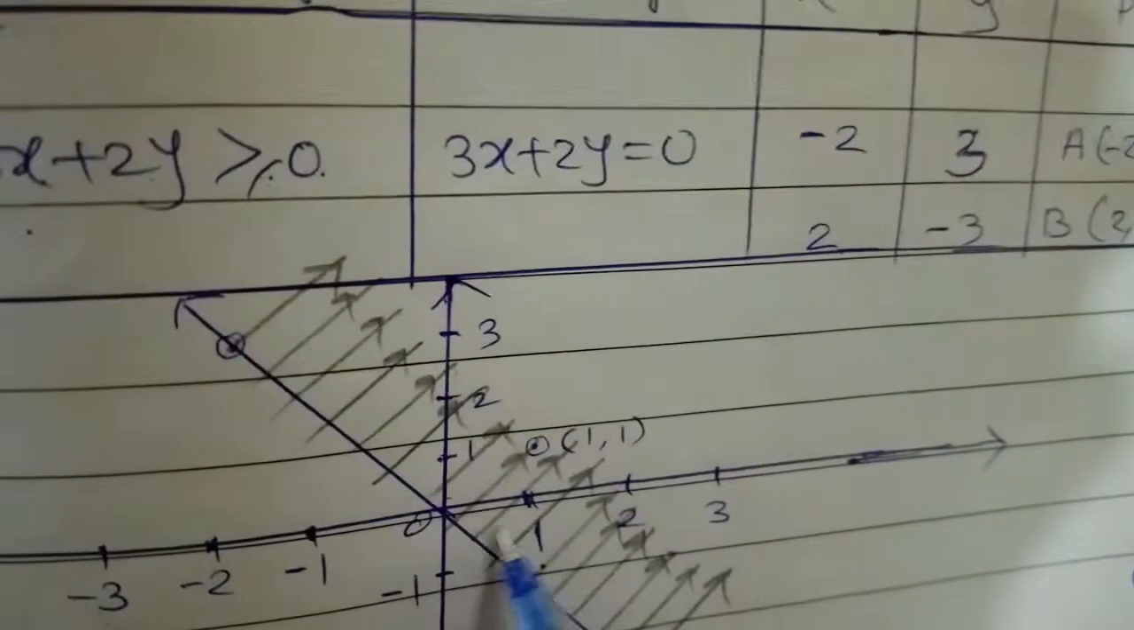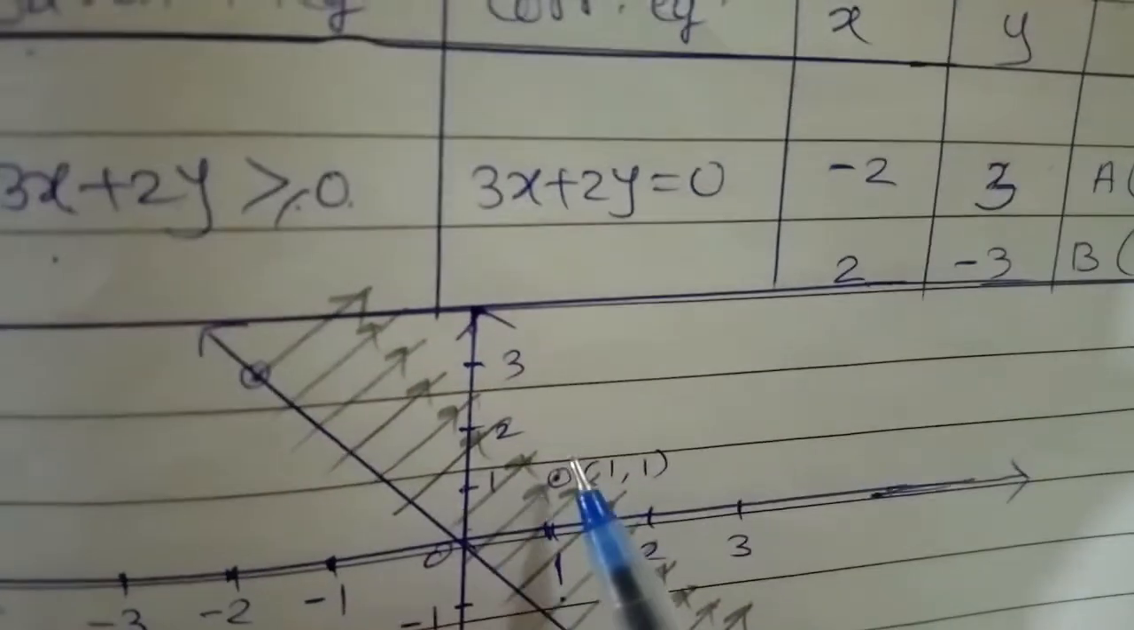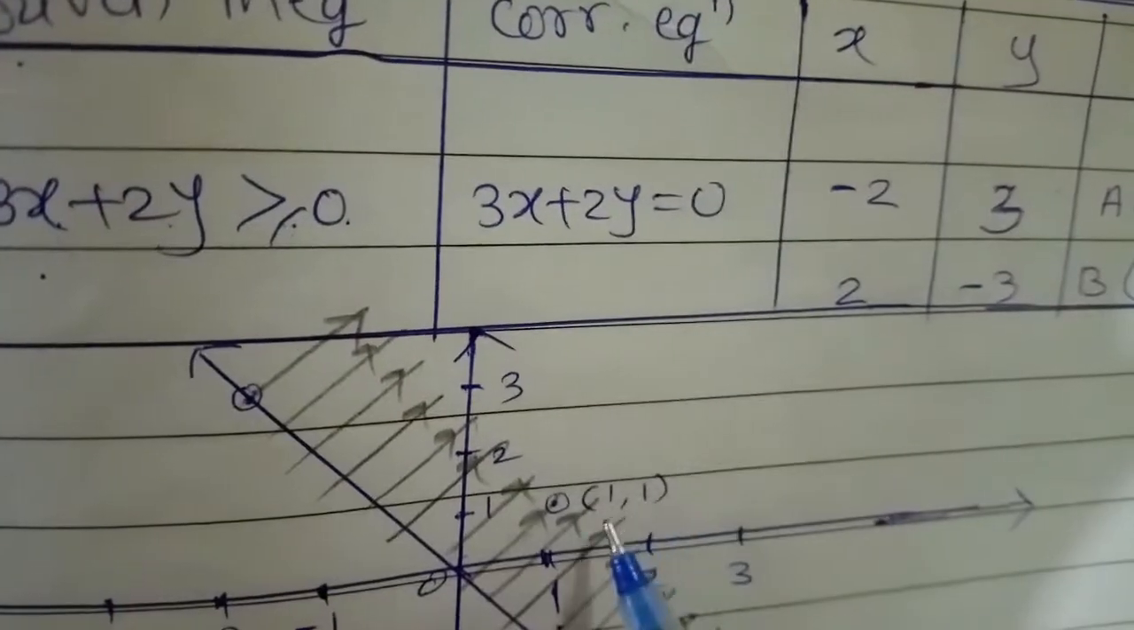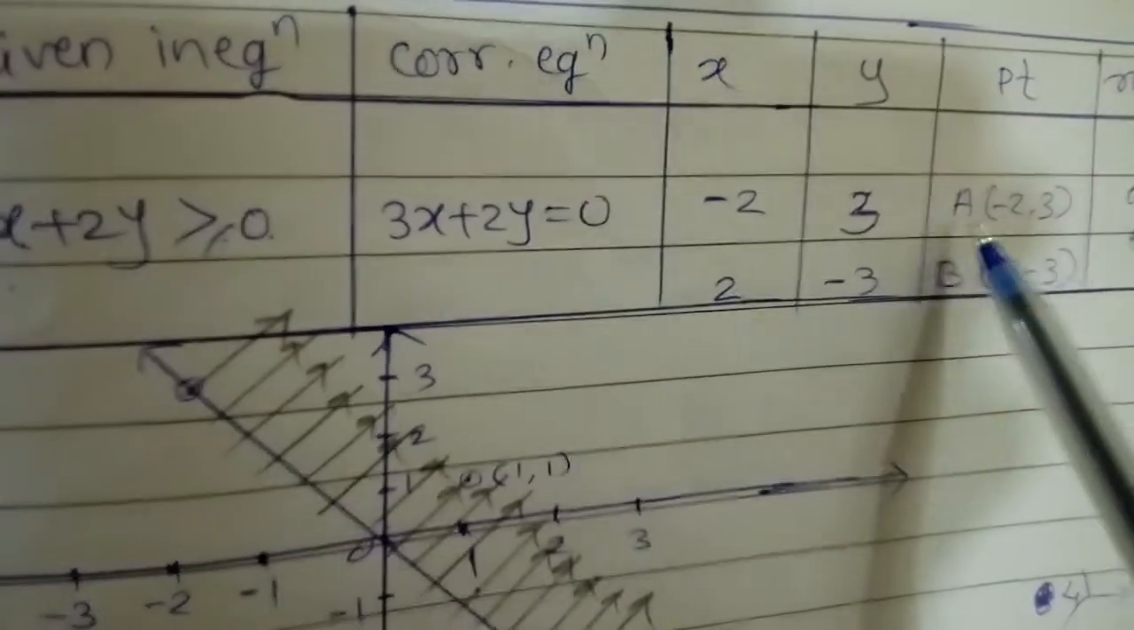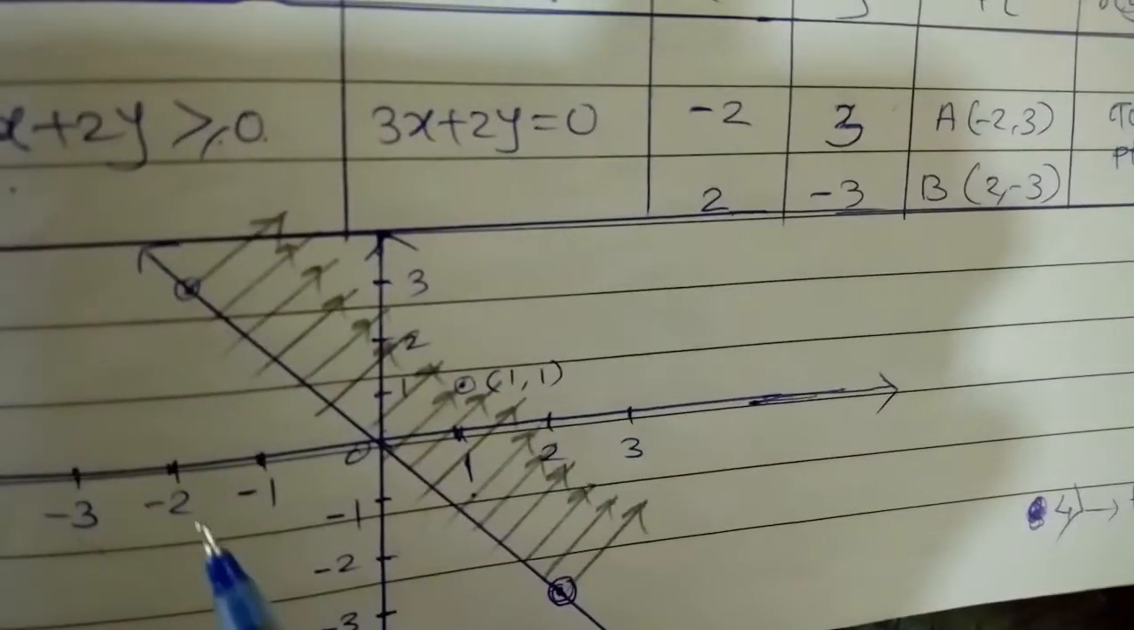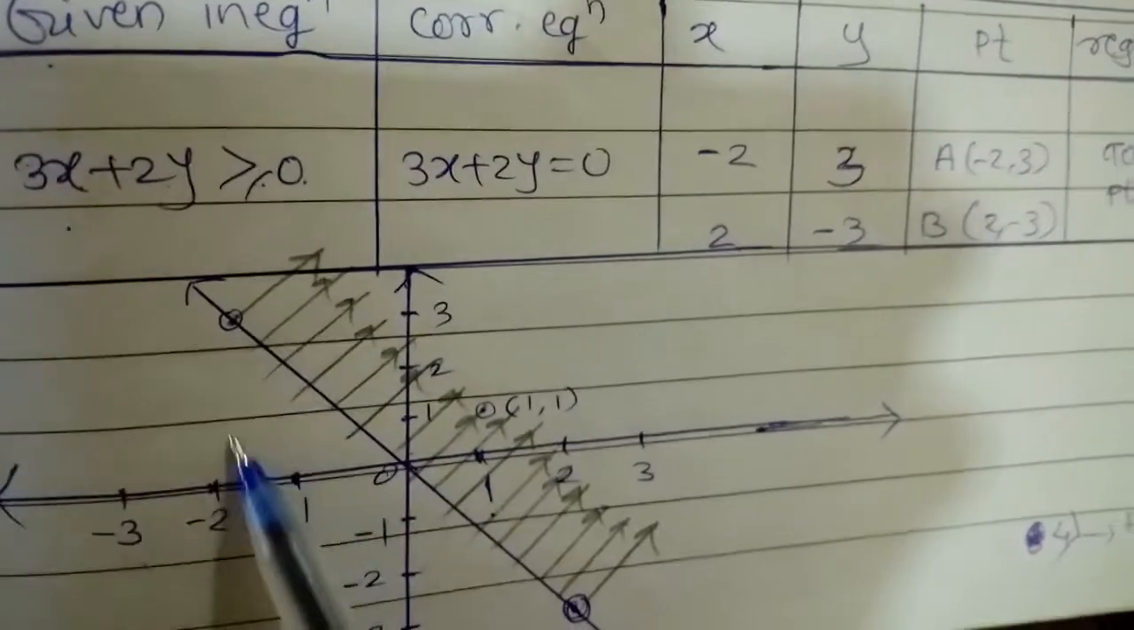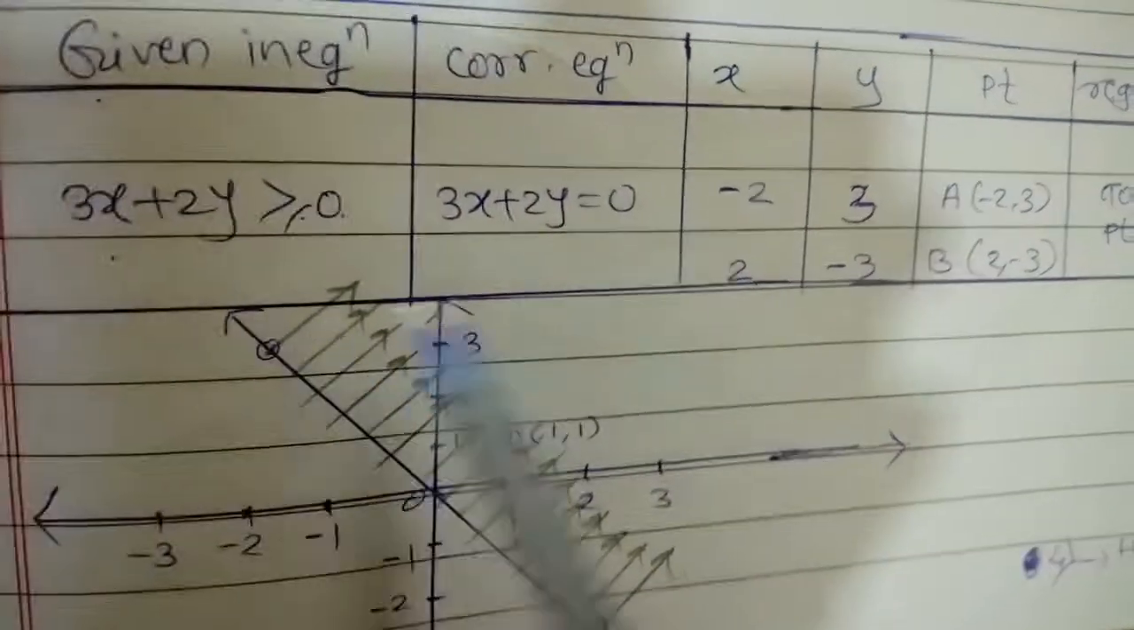So here x is 1 and y is also 1. So my point, that is 1 1, is here. And first we are going to plot the point a and b. So a is minus 2 and 3. So here is minus 2 and here is 3. So my a point is here.